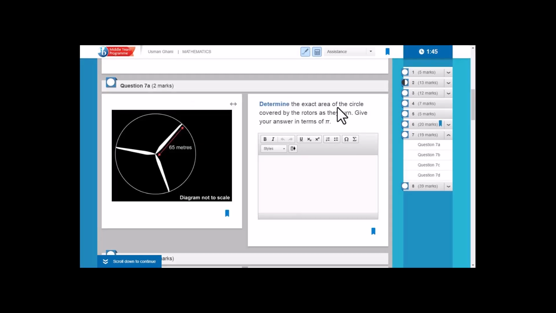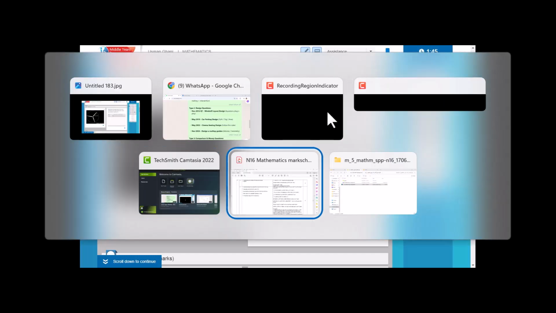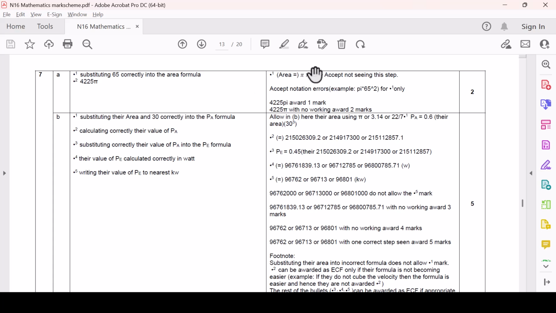Determine the exact area of a circle. Area of a circle is pi r squared. Leave your answer in terms of pi, meaning you don't have to use pi as 3.14, just leave it as pi. So pi r squared, pi times 65 squared, that's your answer. I can show that from the marking key as well. Use the 65 squared and your answer is going to be 4225 pi. So please write the proper notation for pi.